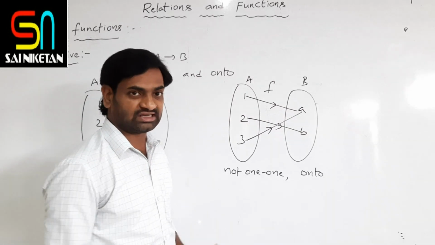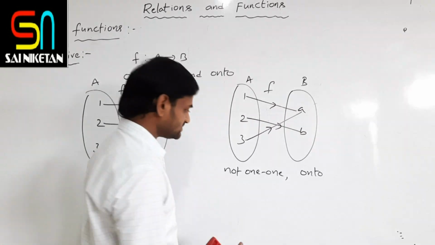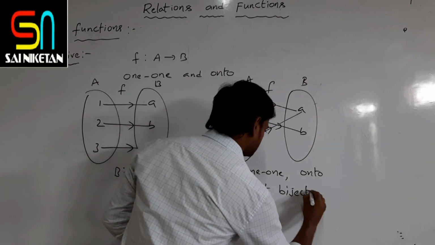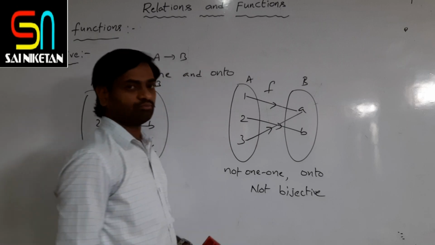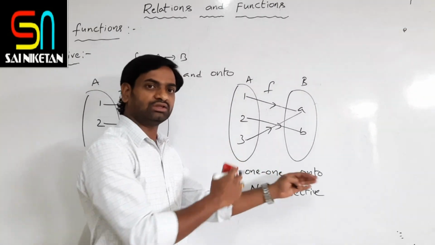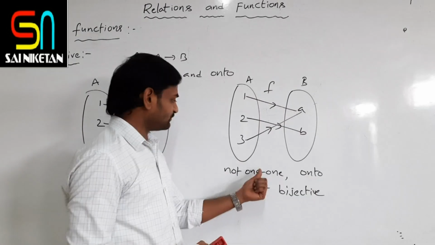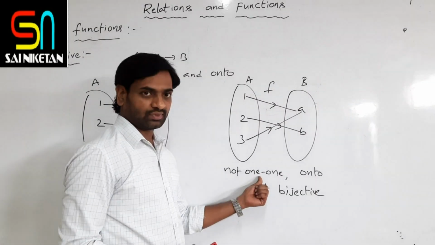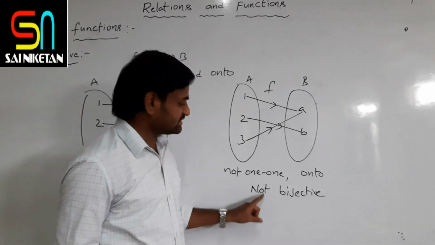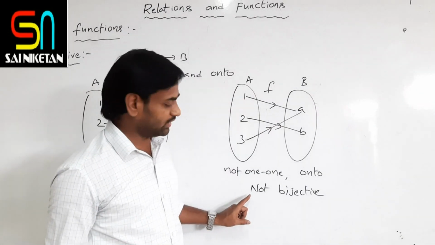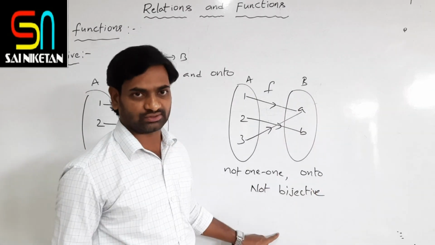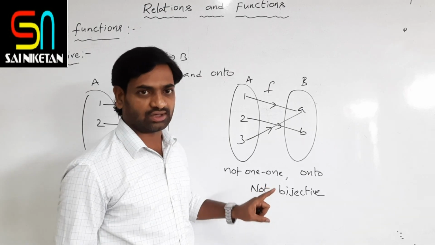Now can you say is it bijective? No, it is not bijective, because bijective means that function should be both one-one and onto, but this function is not one-one. Out of 2 things, if one thing fails also, it is not bijective. That's why the function should be one-one onto, then only it is bijective. Otherwise, it is not bijective.